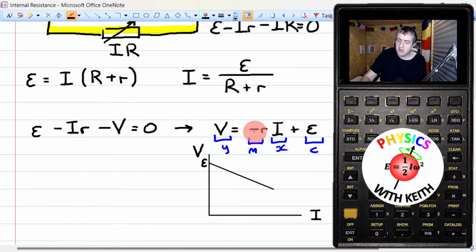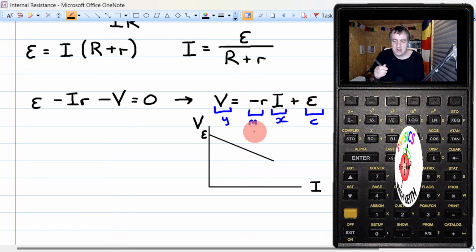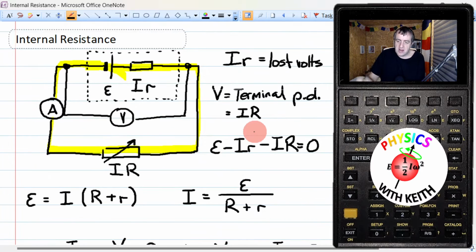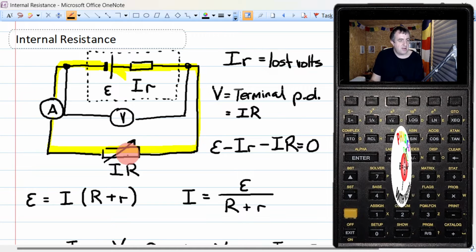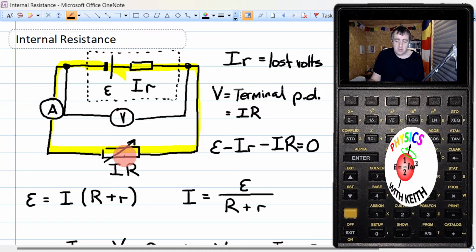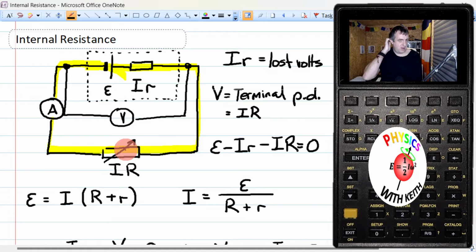I know I spent 12 minutes talking about something, but that's just a bit of an introduction to internal resistance. What I'm interested in is how do we get the most power delivered to this component? So there's a few ways of looking at this. You might think to yourself, well, that's easy enough.